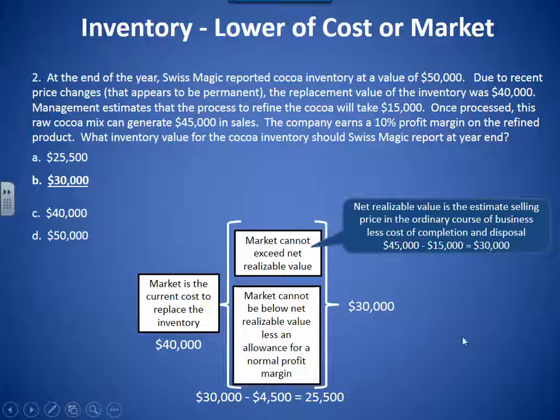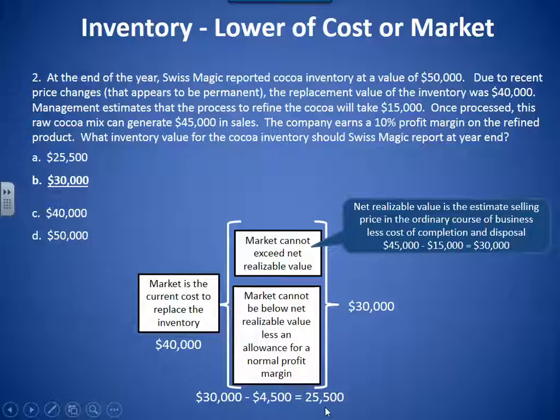Okay, the floor of the market cannot be below net realizable value less an allowance for a normal profit margin. Our net realizable value was established up here, $30,000, minus a normal profit margin here of $4,500, which comes from our 10% profit margin on $45,000 of sales. So it's 30,000 minus 4,500, which means that the floor would be $25,500.